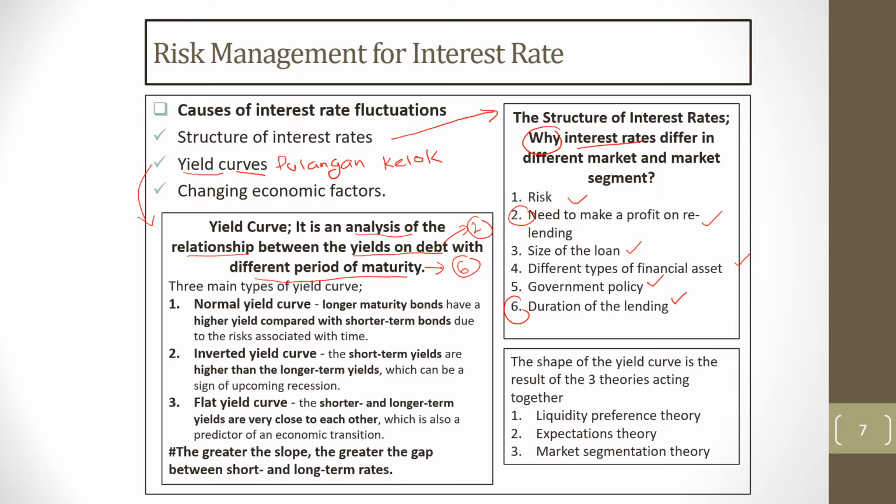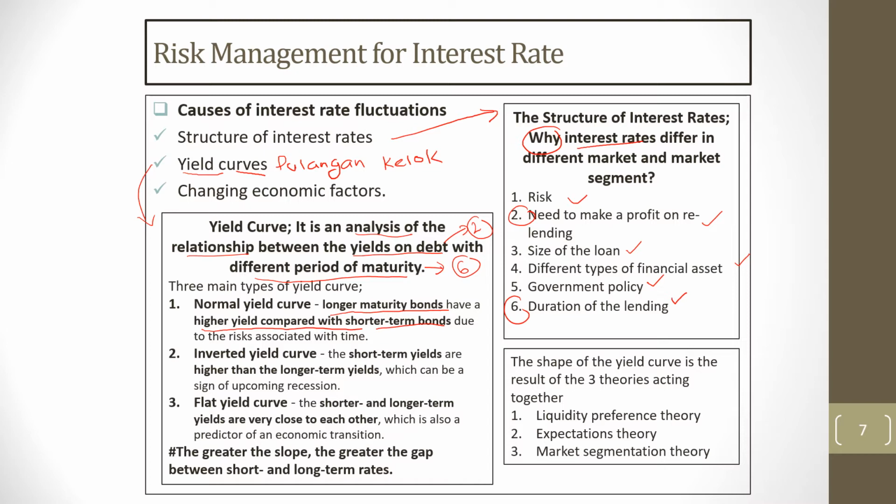Okay, so there are 3 types of yield curve. The first one, normal yield curve. The longer maturity bonds have a higher yield compared to shorter term bonds due to the risk associated with time. Okay, so maksud dia normal yield curve ni, semakin lama tempoh masa maturity bond, semakin tinggi pulangan untuk bond yang dia akan dapat. Okay, ini untuk normal yield curve.